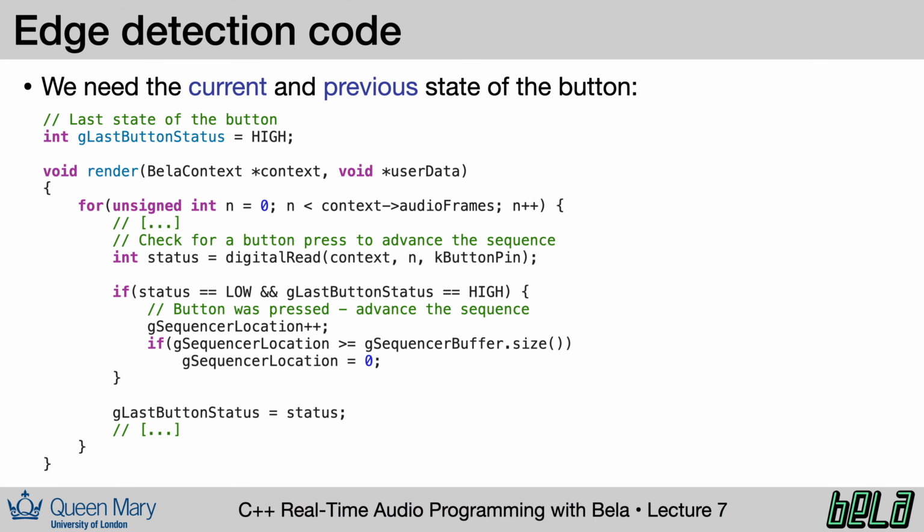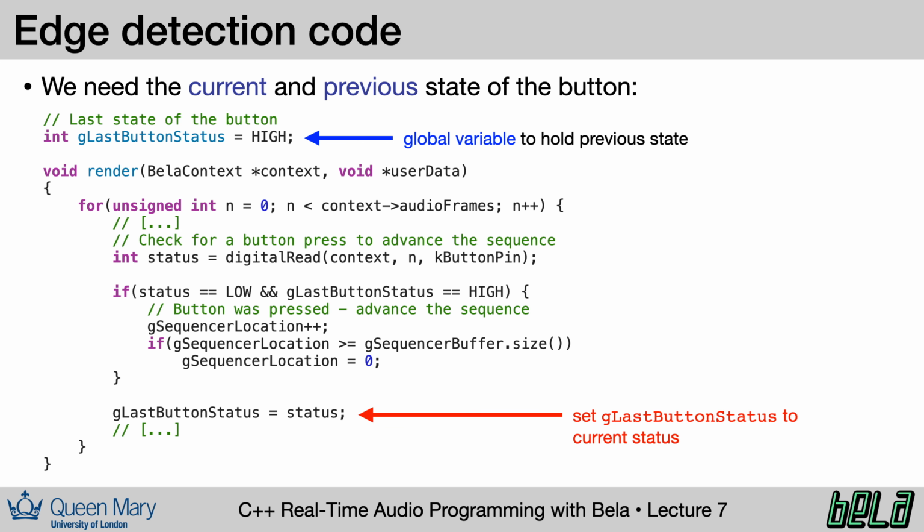Before we look at the complete code, I want to pull out the bit about doing edge detection on the button. Here's the global variable and the relevant bit of the render function. We're going to use the global variable to hold the previous status of the button. If you recall from one of the earliest lectures in this series, anytime we need to remember something that happened in the past, we need to use a global variable because it might have happened in a previous call to render. So here we're going to have this variable called glastButtonStatus, which we're going to use for this purpose.